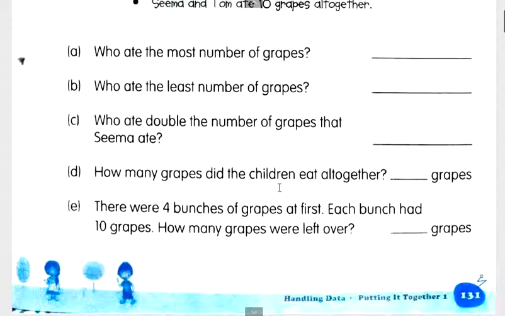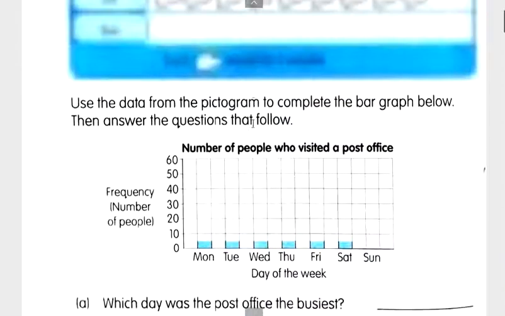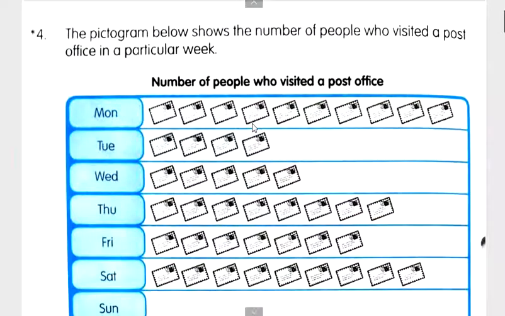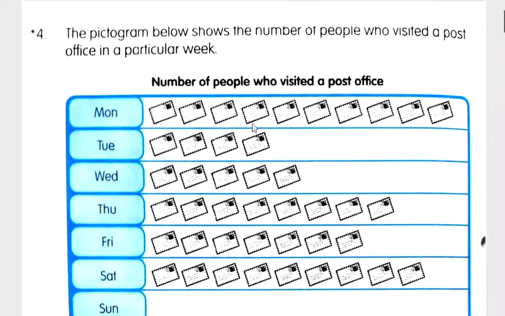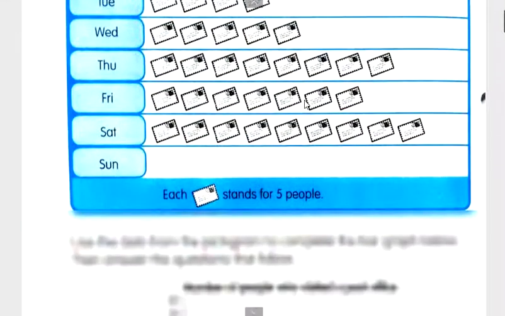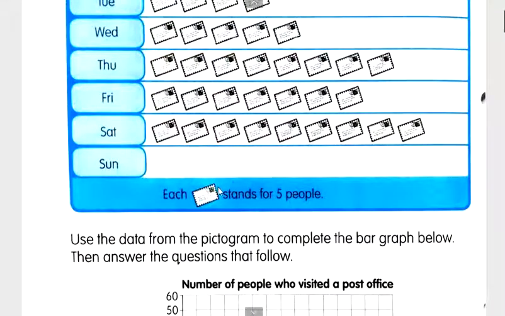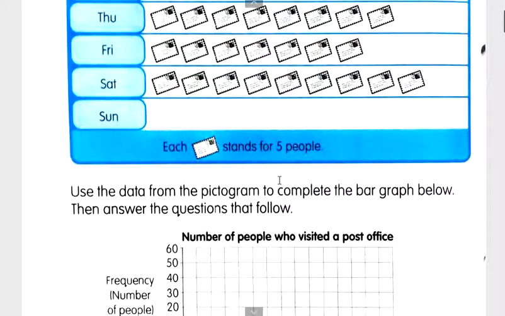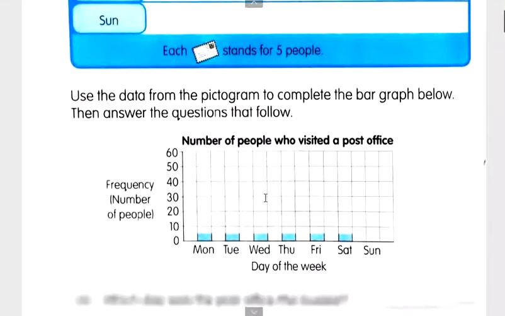Then next page, this is a pictogram. The number of people who visited a post office. Each envelope stands for 5 people. Use the data from the pictogram to complete the bar graph below. Then answer the questions that follow.